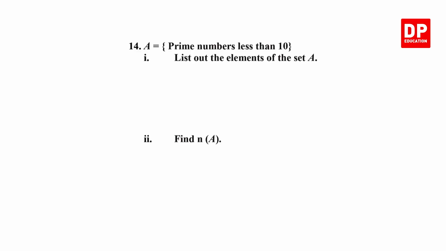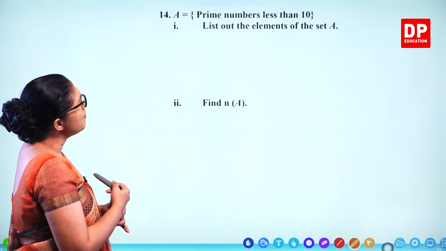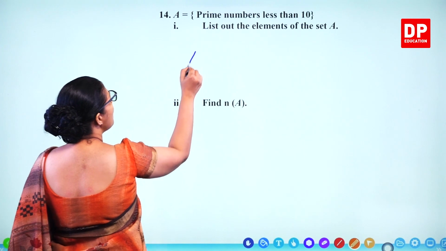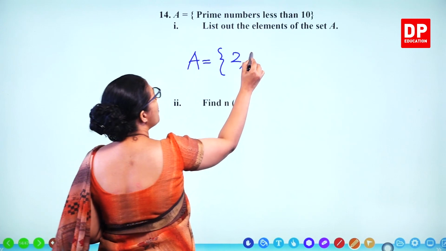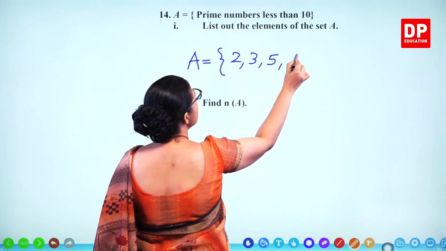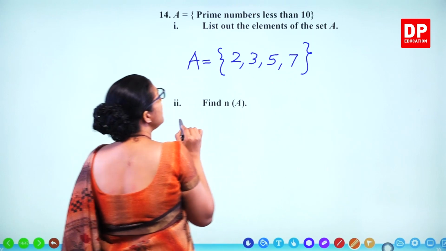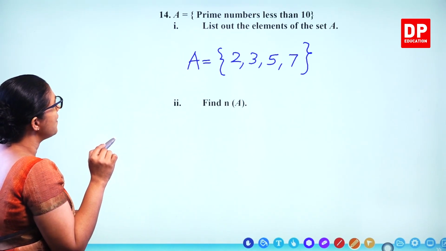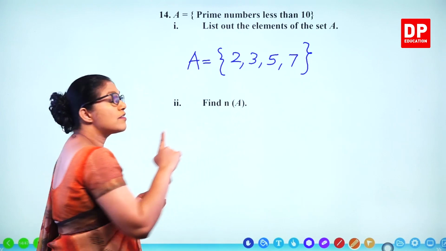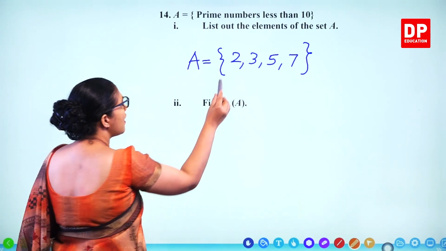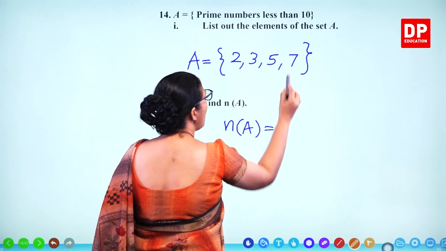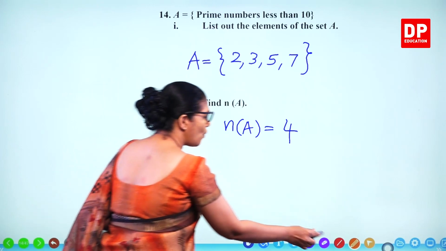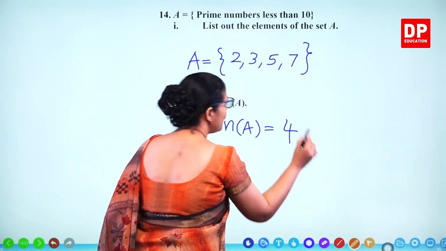Question number 14. Prime numbers less than 10 is the set A. List all the elements of the set A. What are the prime numbers? Starting from 2, 3, 5, 7. So less than 10, only 4 prime numbers are there. Find n(A). This means number of elements in set A. Count. How many are there? 1, 2, 3, 4. So this becomes 4. You get 1 each.